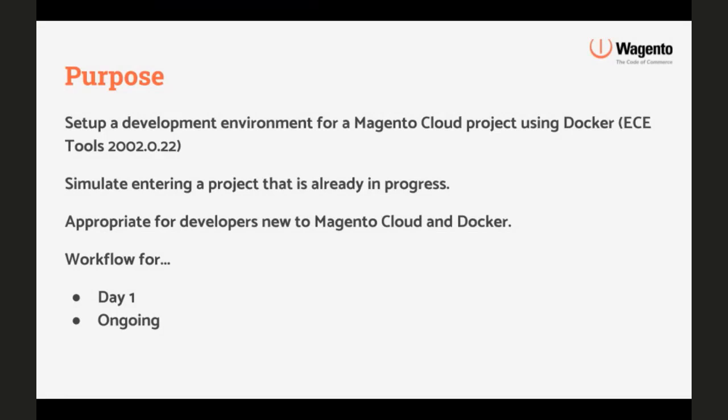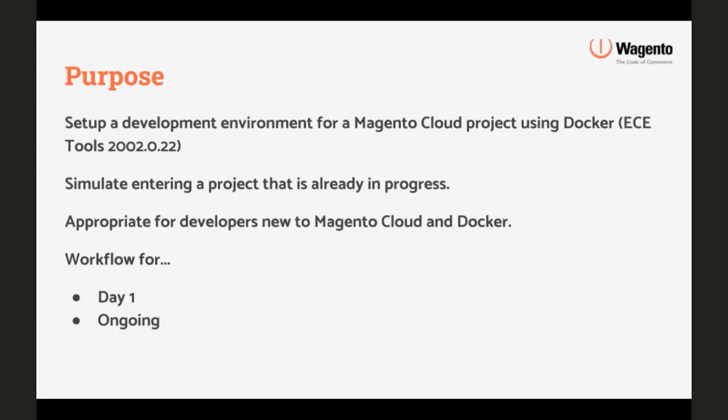So today we will be discussing how to set up a local development environment for a Magento Cloud project using Docker. And this Docker version is provided by ECE Tools version 2002.0.22. Since we're in the initial phases of this Docker implementation, a lot changes from version to version. So just make sure you're checking what version of Docker you have. The steps might not be exactly the same depending on what version you have.